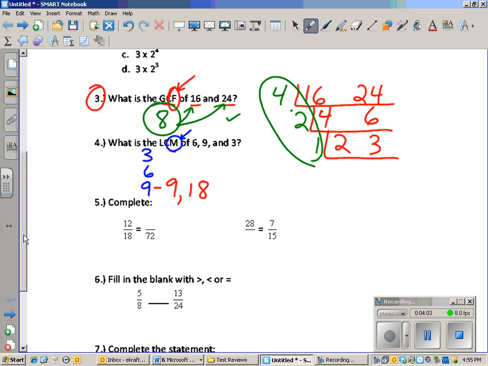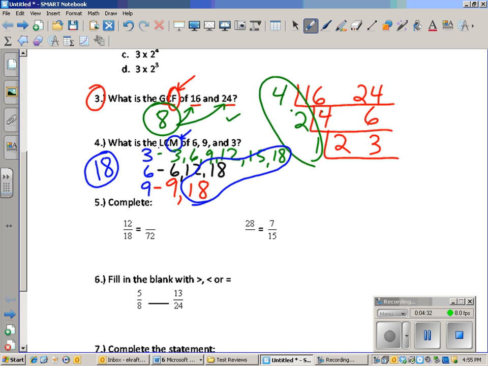So let's go ahead and do the multiples of 6: 6, 12, 18, and make sure. And the multiples of 3 would be 3, 6, 9, 12. Well, there's a common multiple for 2 of them, but we need all 3. And then 15, 18. There's our very first common multiple for all 3: 18 is the least common multiple, the first multiple that 6, 9, and 3 have in common. Good. So we're going to move on to the next one.